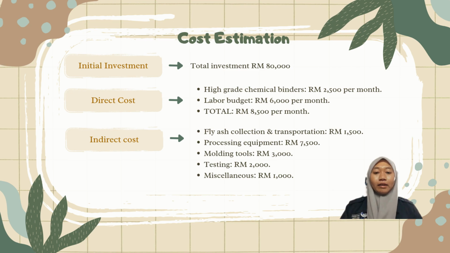And for indirect costs, the fly ash collection and transportation cost about 1,500, while the processing equipment is about 7,500. Then the molding tools about 3,000 ringgit. The testing is about 2,000 ringgit, and lastly the miscellaneous amount is about 1,000 ringgit for cost estimation.